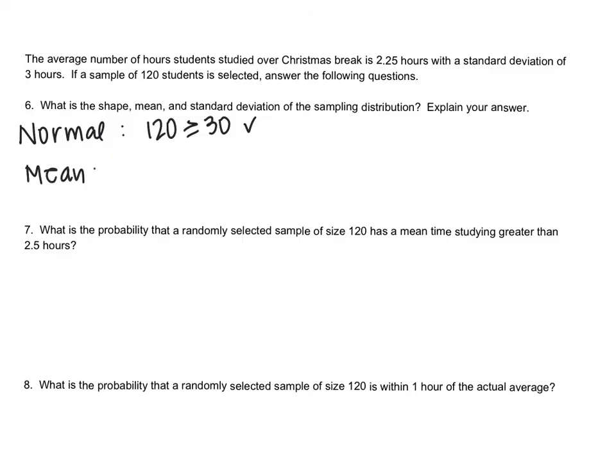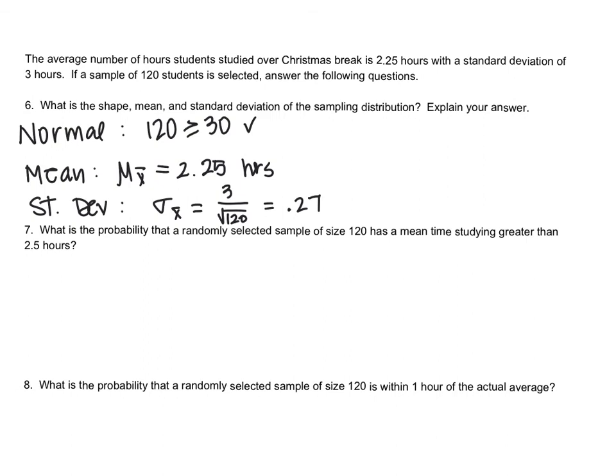Next, we're going to look at the mean. So again, sampling distributions, the mean of our statistic ends up being the mean of our population. So in this case, that's 2.25 hours. And our standard deviation is calculated by doing the standard deviation of the population, which is 3, divided by the square root of n, which in this case is the square root of 120. So we do 3 divided by the square root of 120, and we're going to get 0.27.